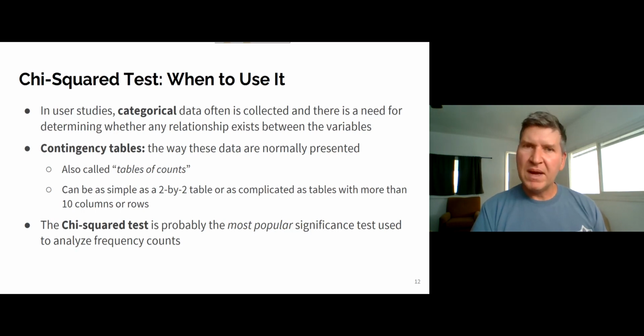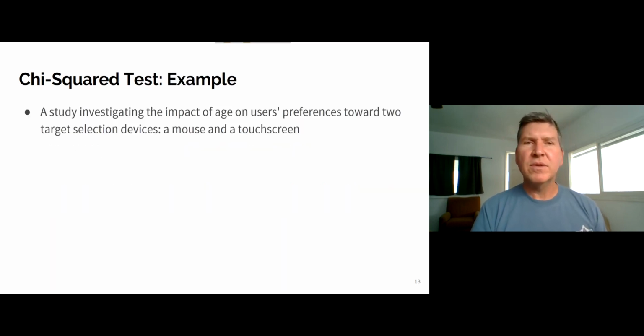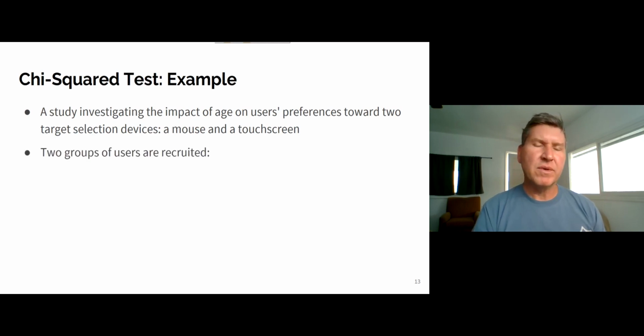Now, keep in mind there's two separate chi-squared tests. There's goodness of fit, and there's also independence test. Let's go through an example here. A study investigating the impact of age on user preferences towards two target selection devices, a mouse and a touchscreen. Two groups of users are recruited. So we have two devices and two groups.